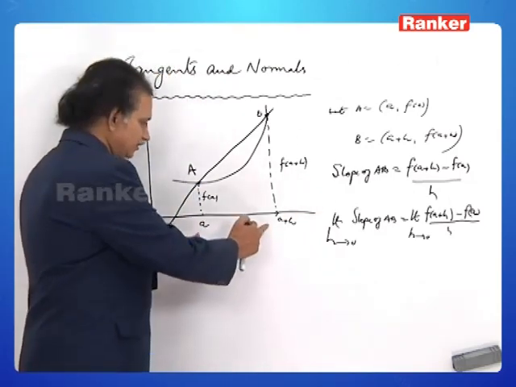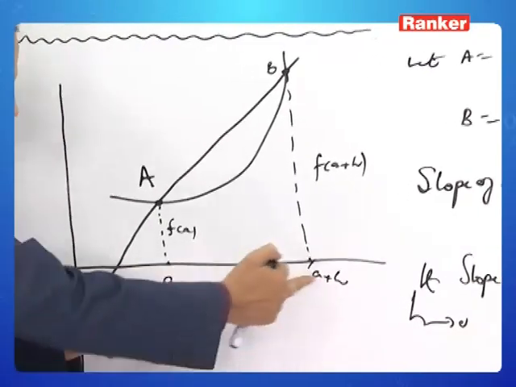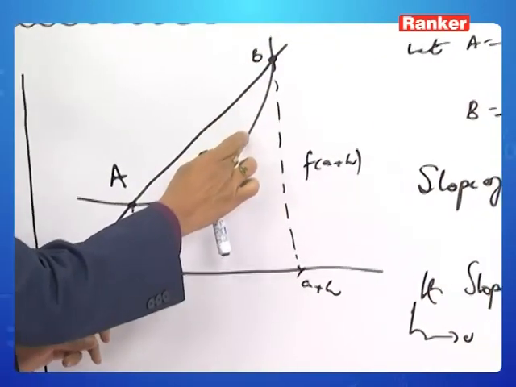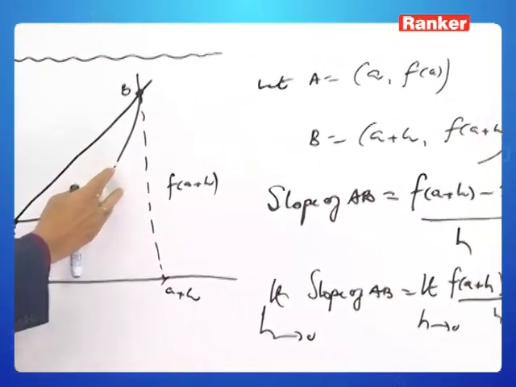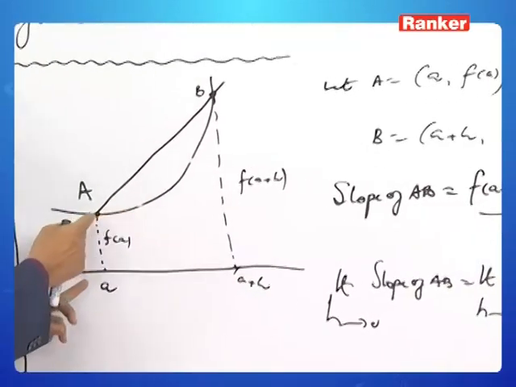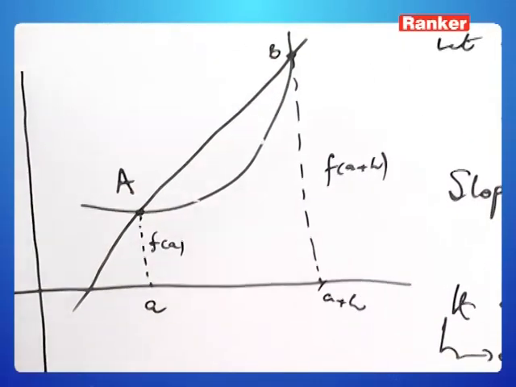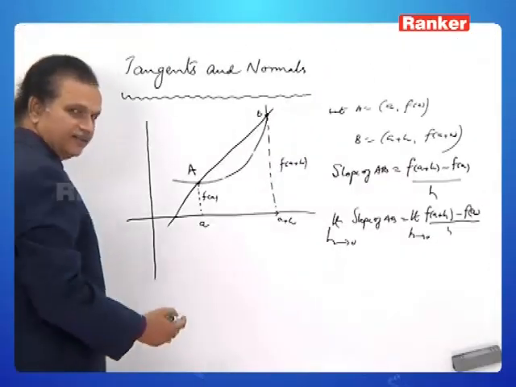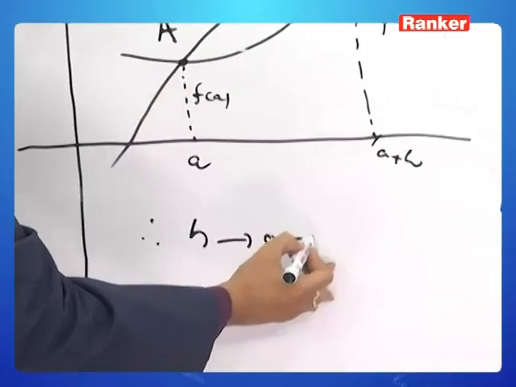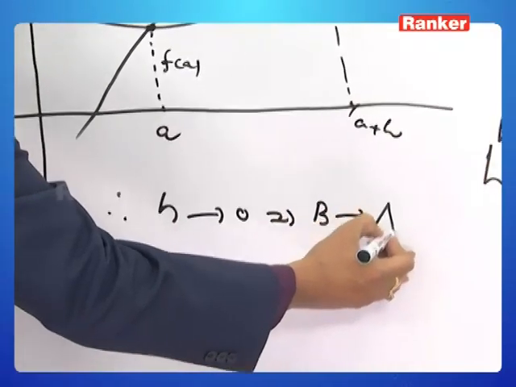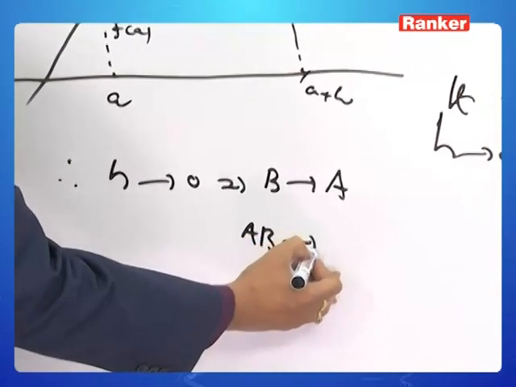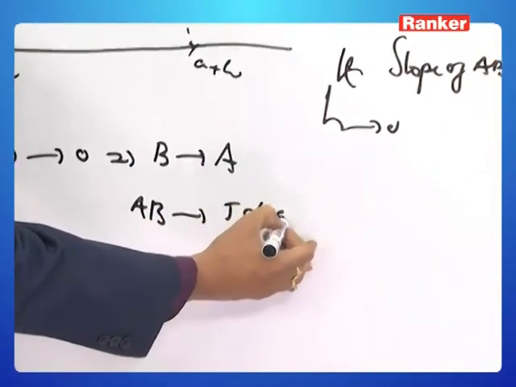What is H? The difference, the distance between these two. If H is lessened, the point falls down. Still decreased, the point falls down. Still decreased, if H tends to 0, then what happens? B tends to A, isn't it? Therefore, H tends to 0 implies B tends to A.